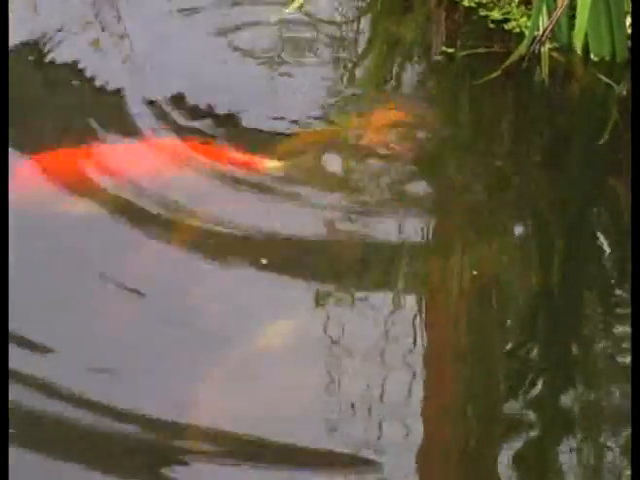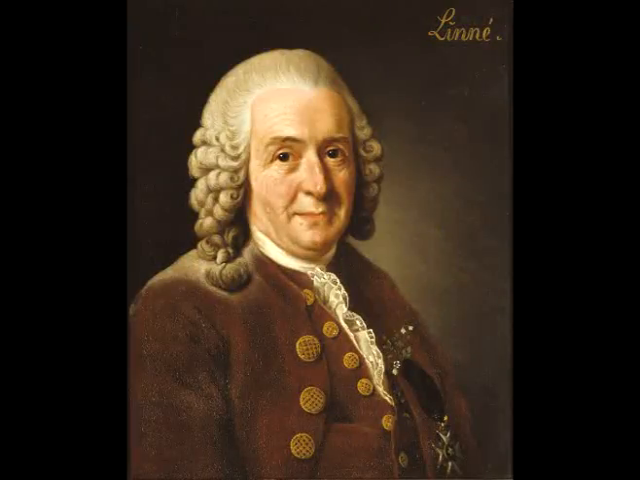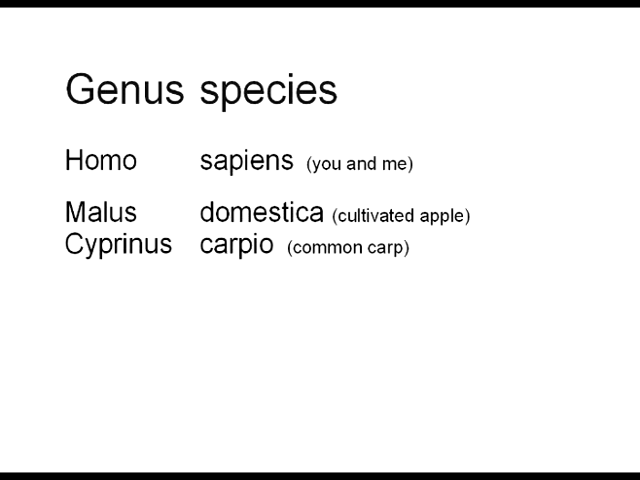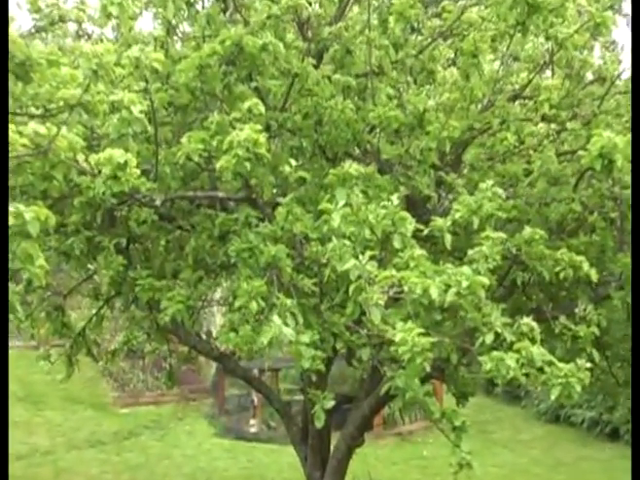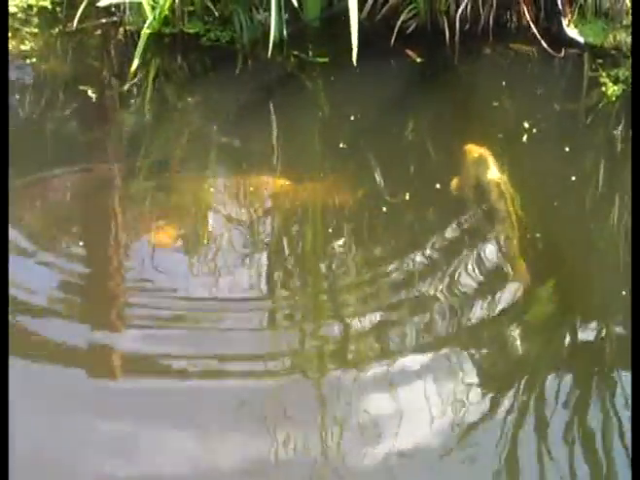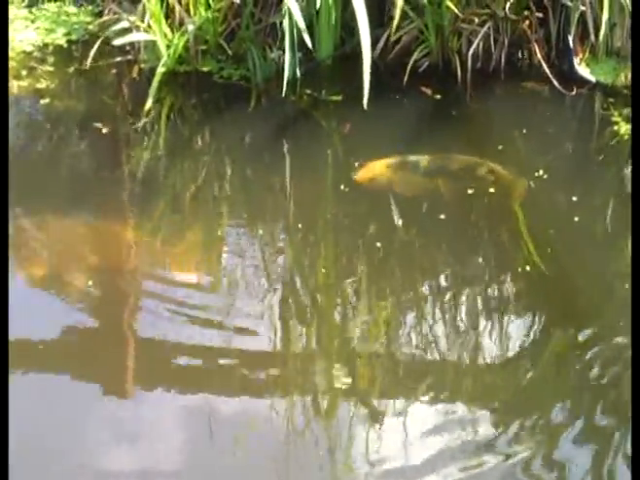The most widely used system of naming, popularised over 250 years ago by Swedish botanist Carl Linnaeus, is binomial naming. The first name is the genus and the second name is the species. The apple tree is Malus domestica, the domesticated apple. These carp are varieties of Cyprinus carpio, the common carp.